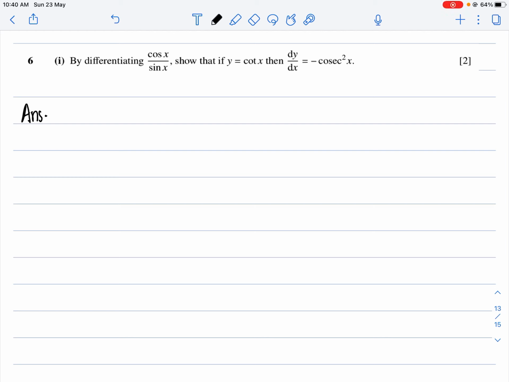This is the sixth question of the paper. By differentiating cos x over sin x, show that for y equals cot x, dy by dx equals minus cosec squared x. So I know my y is basically equal to cos x over sin x, correct? Because that's cot x.